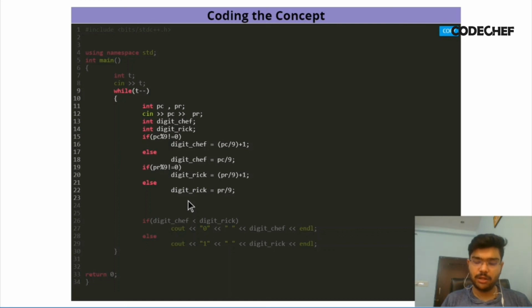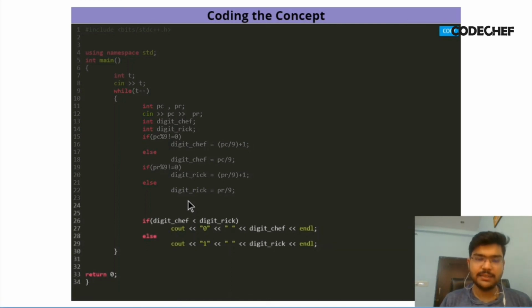So this is the main logic for the code, and this is the final output that we provide. If the number of digits for Chef is less than the number of digits for Rick, we output 0 and the number of digits for Chef. Otherwise, if the number of digits of Rick is greater than or equal to Chef's, then Rick wins, so we output 1 and the number of digits Rick has in its final generated integer. After each test case, we print endl. So this is the whole coding for this problem in C++.